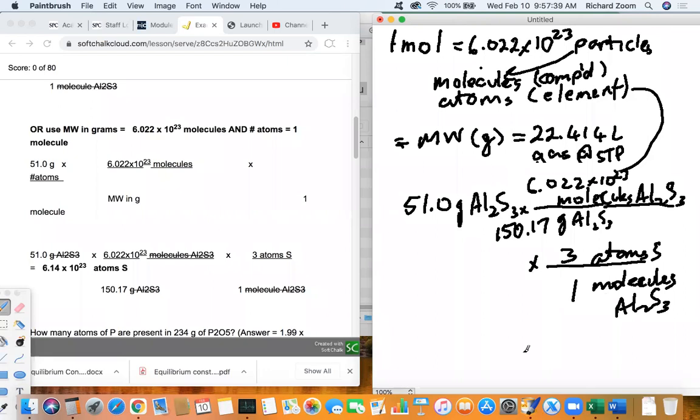All right, so the final answer there comes out to be 6.14 times 10 to the 23, which has 3 significant figures. That's atoms of sulfur. Again, you're expecting pretty big numbers when you're looking for a number of atoms. You're expecting pretty small numbers when you're looking for the mass of an atom. Does anybody have any questions? Anybody have any questions?